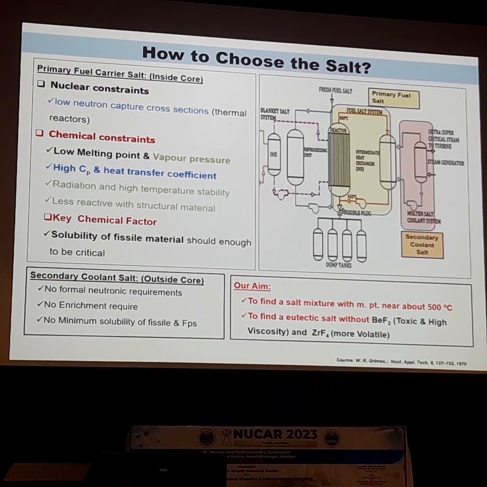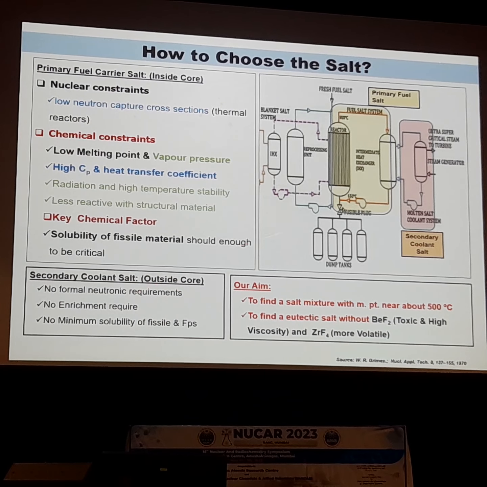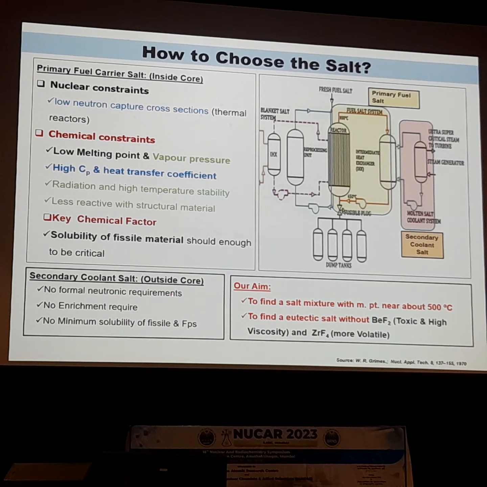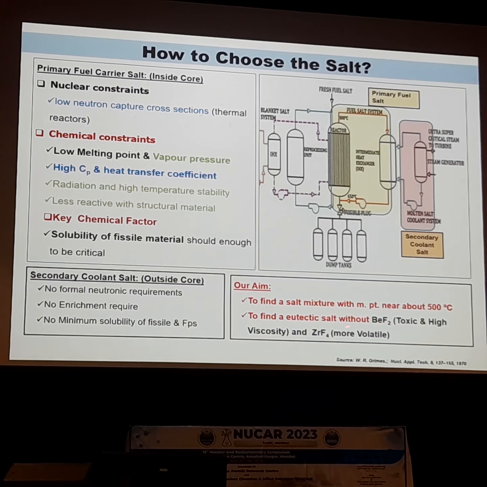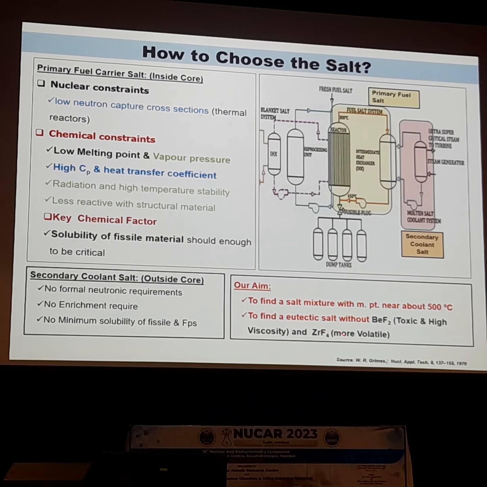In the case of secondary coolant salt, because it is outside the core, there is no neutron economy or such thing present, so no formal neutronic requirement is there. There should not be any enrichment requirement, and minimum solubility of fissile or fission products is also not required. So our aim is to find a salt mixture which has a melting point near about 500 degrees centigrade, and it should not contain any beryllium fluoride or zirconium fluoride. As I said, in ORNL they mostly used beryllium fluoride and zirconium fluoride in their salt, but beryllium is toxic and has a high viscosity. At the same time, zirconium fluoride is also more volatile, so that should be avoided.